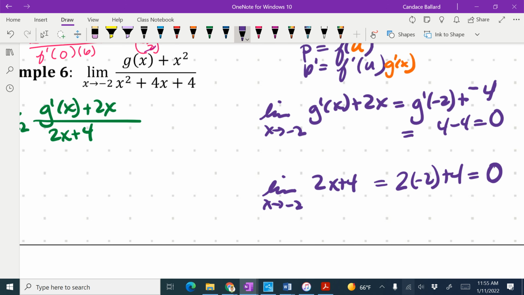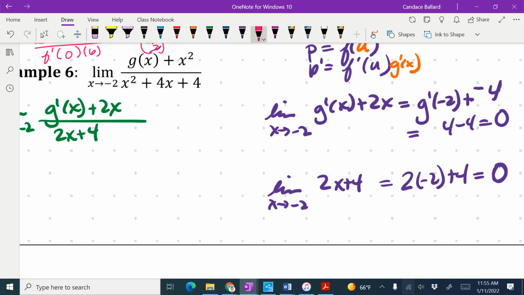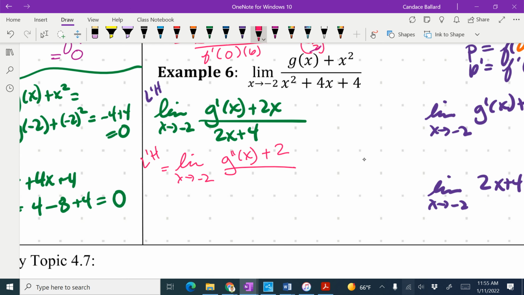So when we get indeterminate form, what do we have to apply? Well, L'Hopital's rule. Oh, I didn't even make my little thing here, did I? All right, so here we go. L'Hopital's rule. Did I go too fast? We okay? All right. So I'm going to do L'Hopital one more time. So limit as x approaches negative 2. What's the derivative of g prime? G double prime. What's the derivative of 2x? 2, over the derivative of 2x plus 4. 2. Yay, finally no variable in the denominator, right? That's a good sign. Means this is our last round of this.